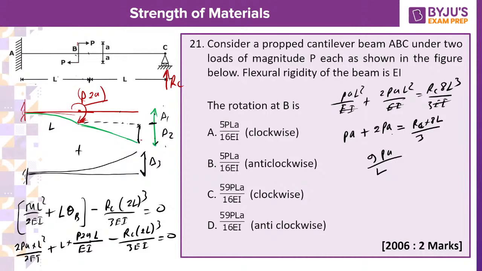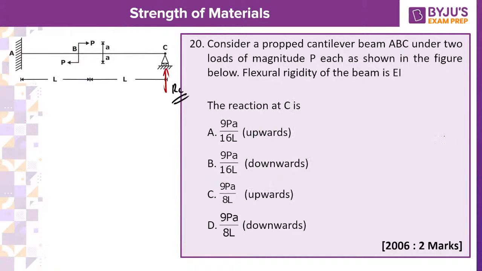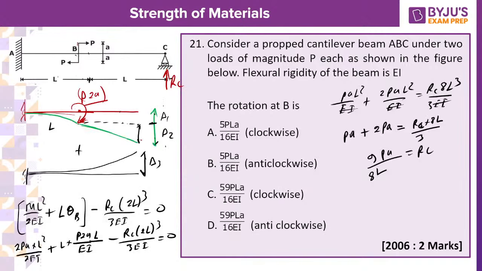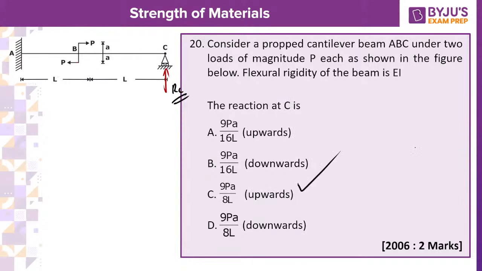RC will become 9PA by 8L, in the upward direction. Okay, that's what I'm getting. I'm really sorry, I did the wrong calculation earlier. That is the RC, the upward reaction. Then you calculate the rotation also.